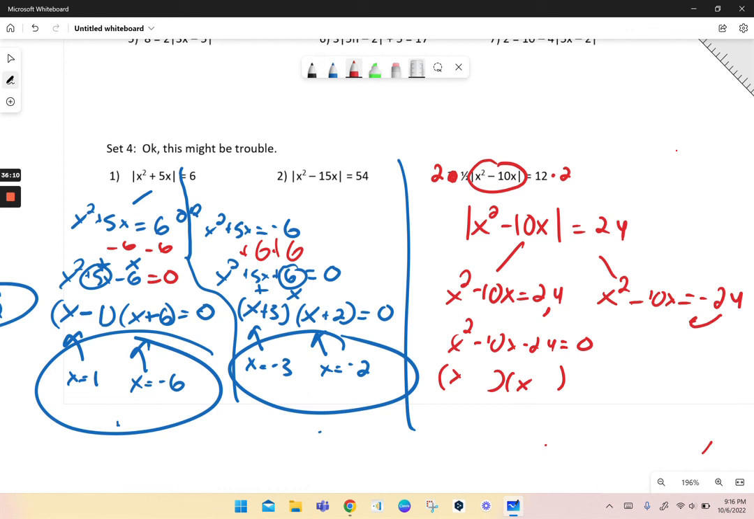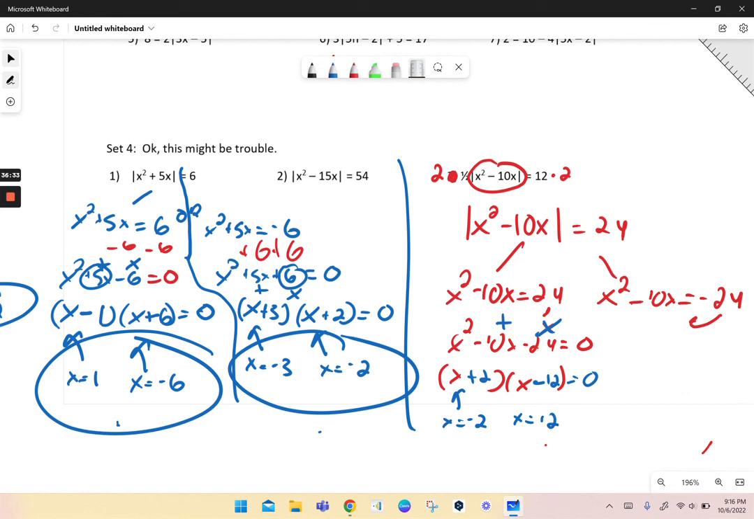I was hoping to switch colors there. Multiply to make 24, but add to be negative 10. And looking at it, it's going to be negative 12 and positive 2. These multiply to make negative 24, and they add to be negative 10. And so x could equal negative 2. Negative 2 plus 2 is 0. X could equal 12.